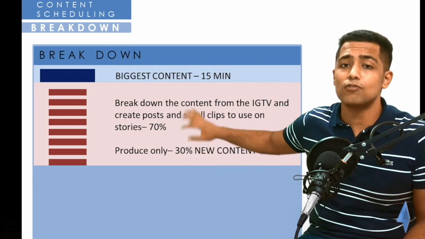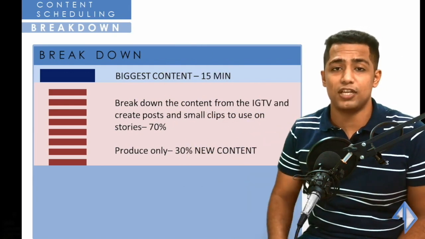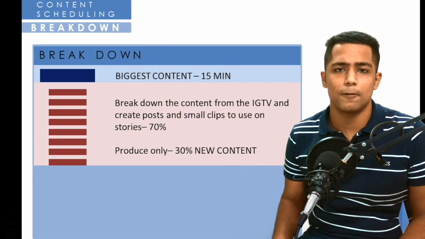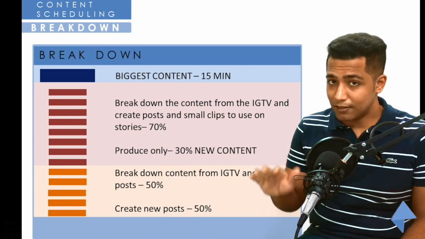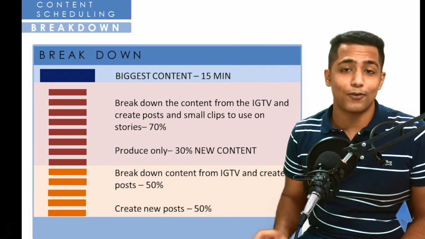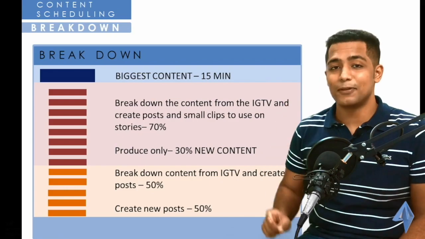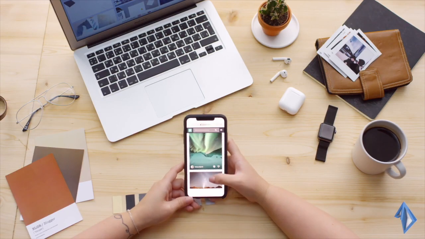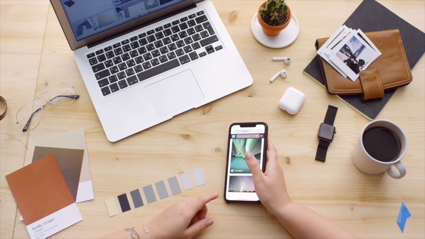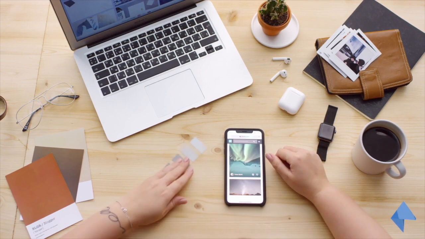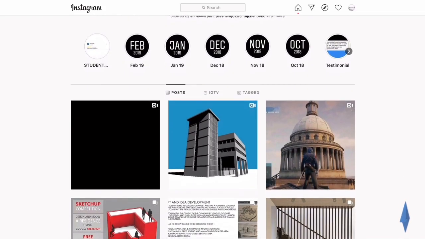So 30% can be new, 70% can be taken from your IGTV clippings or however you want to clip it out. Then we got posts. Now here, 50% should be taken from your IGTV. So I'll tell you a very simple way to do this, right? What you can do is you can simply take out a post, or a clipping from the IGTV, break it down into a static image.